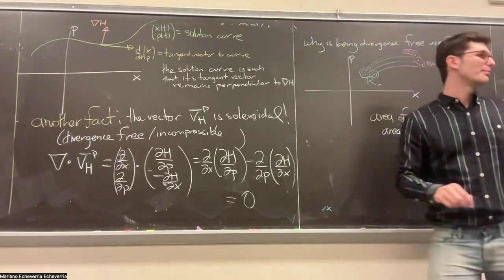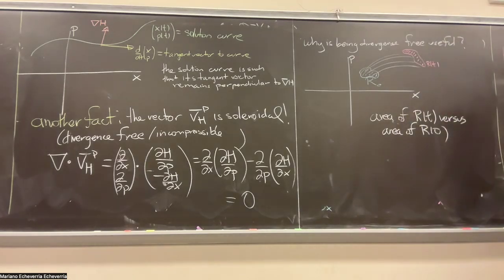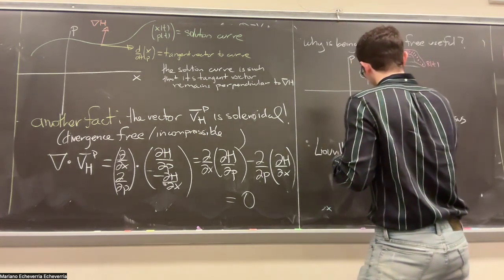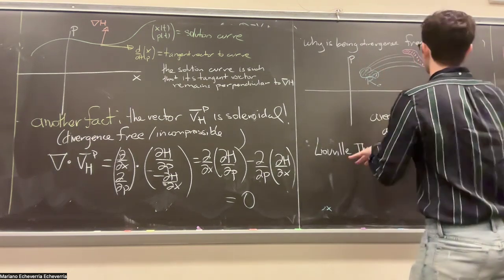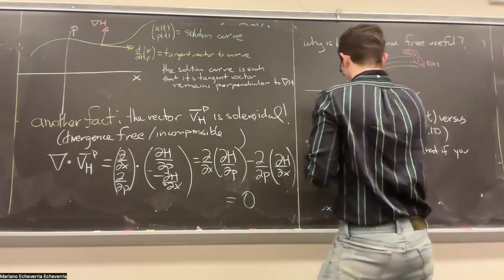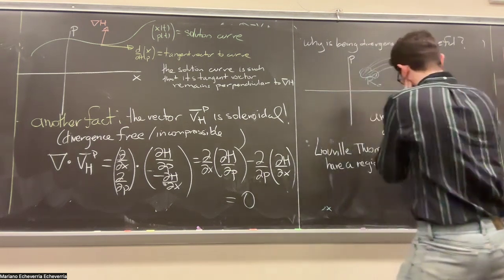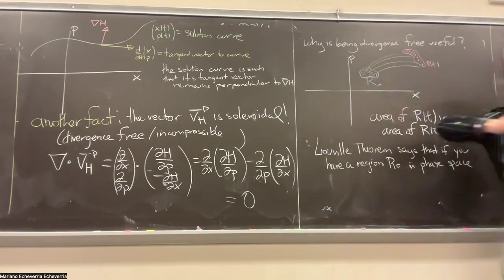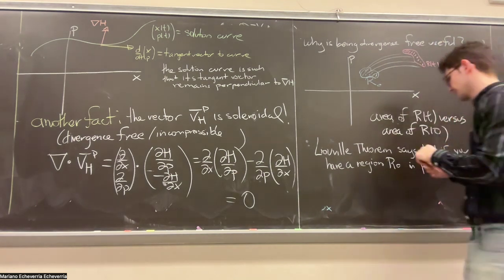And I'll probably add a problem with more details on the problem set, if you want to fill in and see why this works this way. But the Liouville theorem says that if you have a region R naught in phase space, and you evolve it under time following Hamilton's equations, then the area is preserved.